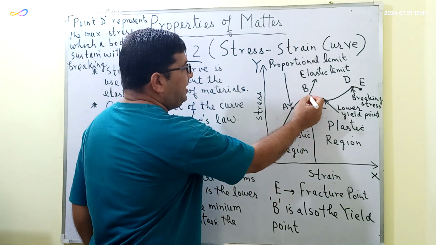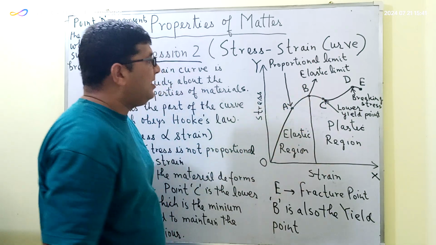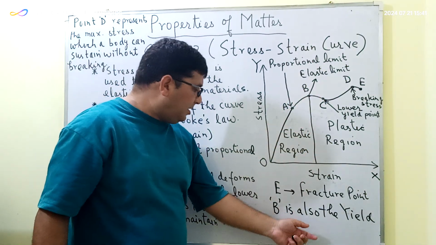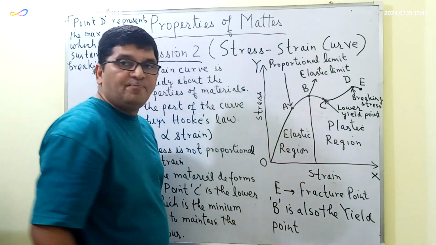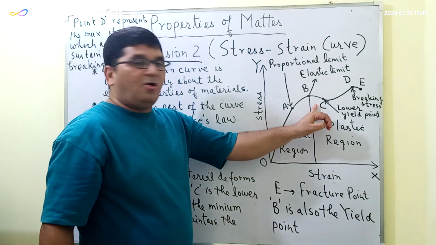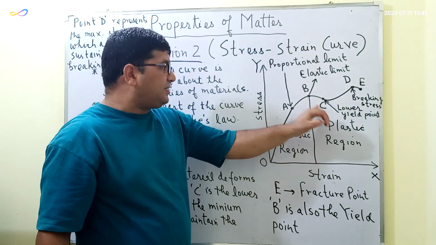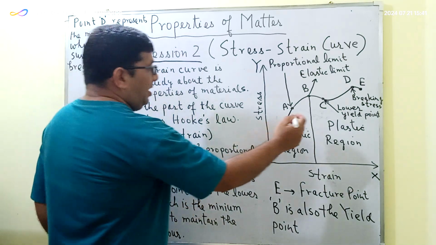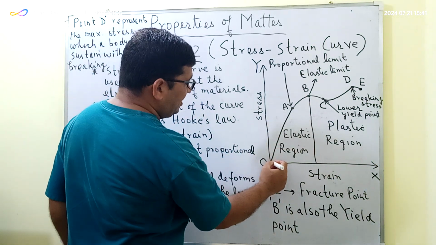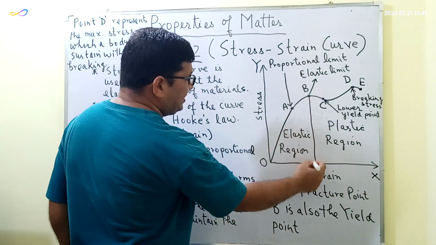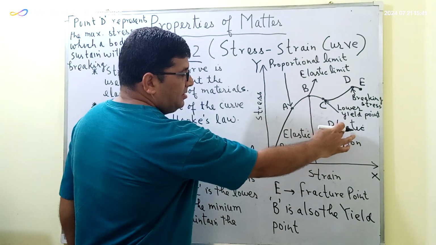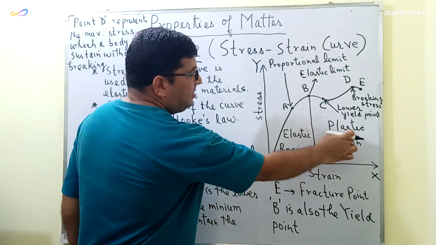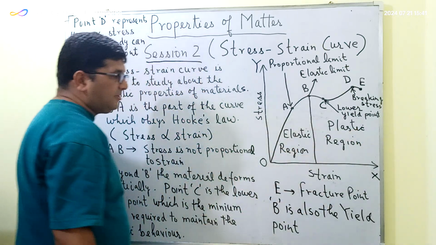So this point B is called the point of elastic limit, and it is also called the yield point. Yield point means that beyond this point B, the material will not be able to regain its original shape and size. This region of the curve, from O to B, is called the elastic region, and beyond this point B is the plastic region.